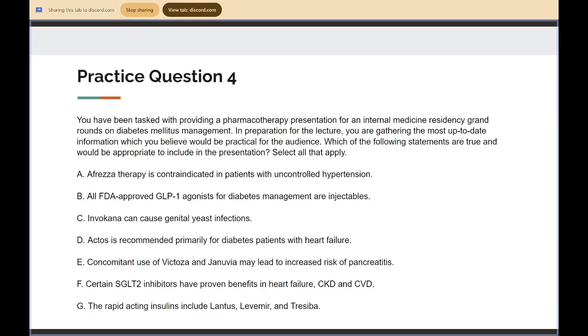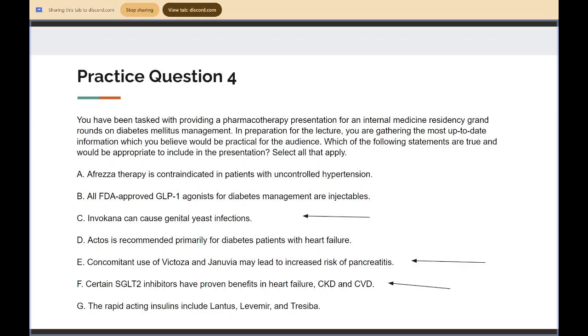All right. Anyone else want to put their answer in? Okay. So the correct answers are going to be C, E, and F. And let's talk about why. No one chose G, which is good because these are all the long-acting or basal insulins. The rapid-acting insulins that are used for bolus or mealtime coverage are Novolog, Humalog, and Apidra.